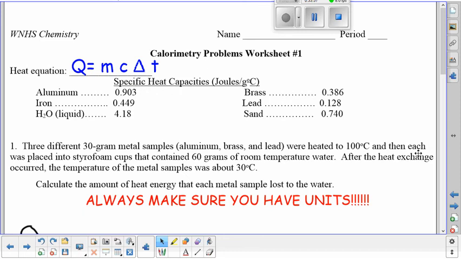Okay. I'd like to point something out. Here is a chart of your specific heat capacities right here. So you might be working with something like, you're like, Mr. Filter, I can't solve this question unless I know the heat capacity of lead. Well, it's in the chart. So you might have to go back to this chart as you're doing practice problems. Does that make sense? Okay. Hey, heat capacity of water is what? 4.18. There you go.